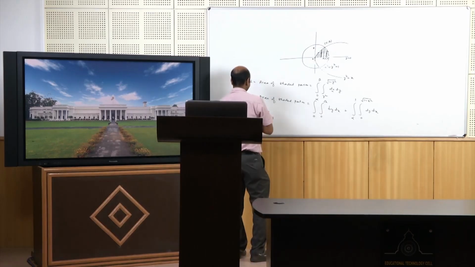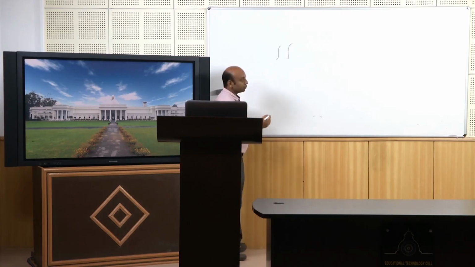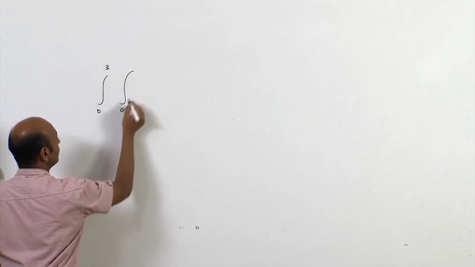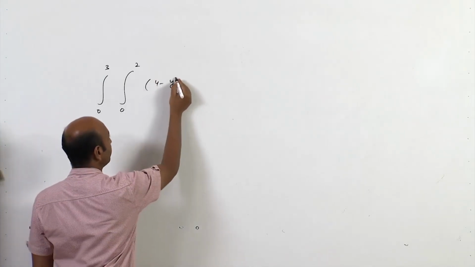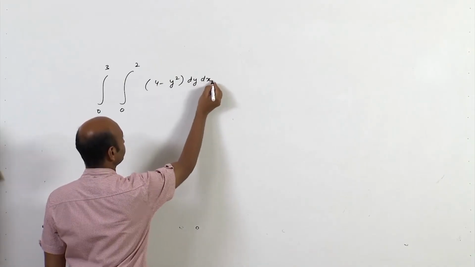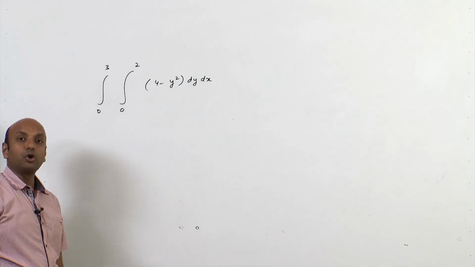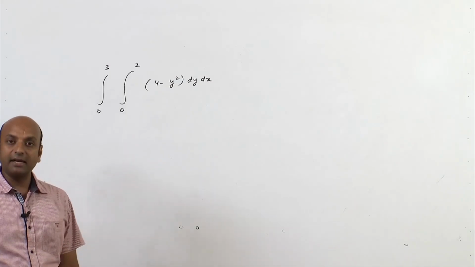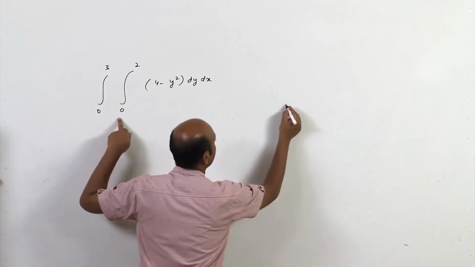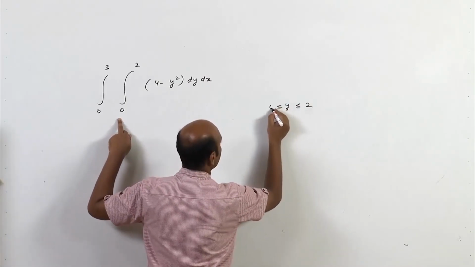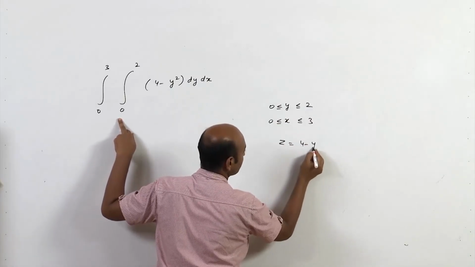Say the first problem is double integral 0 to 3, 0 to 2, 4 minus y square dy dx. Now what basically is this? This is the volume of a solid erected on a rectangle where y is varying from 0 to 2 and x is varying from 0 to 3 and the height is governed by 4 minus y square.